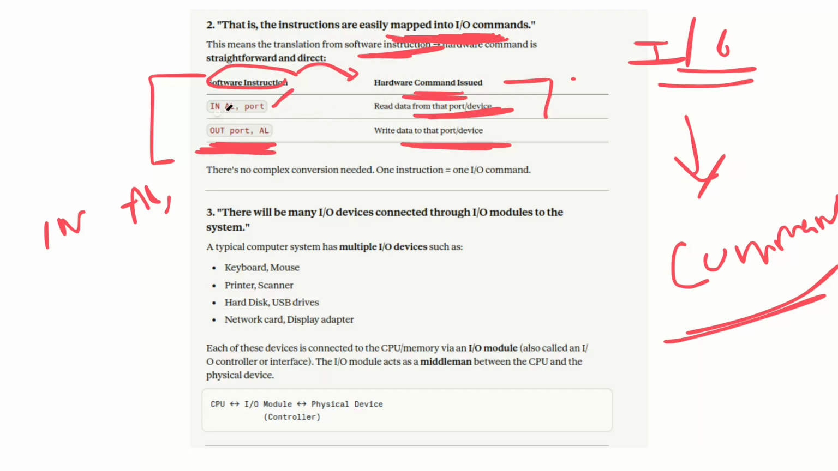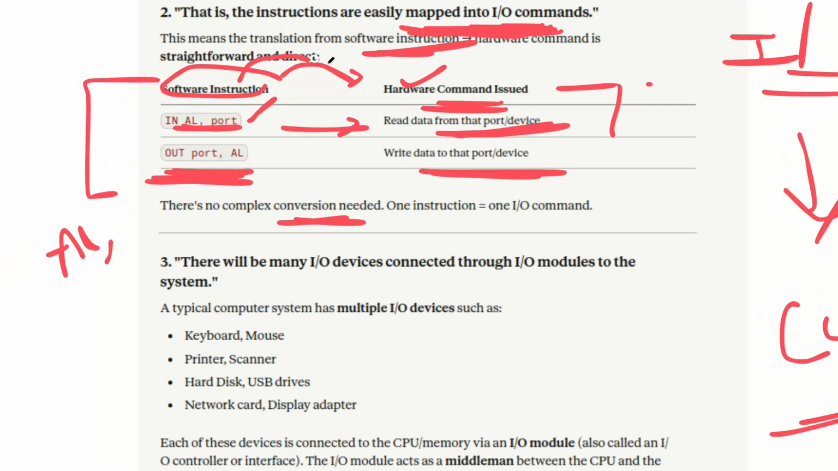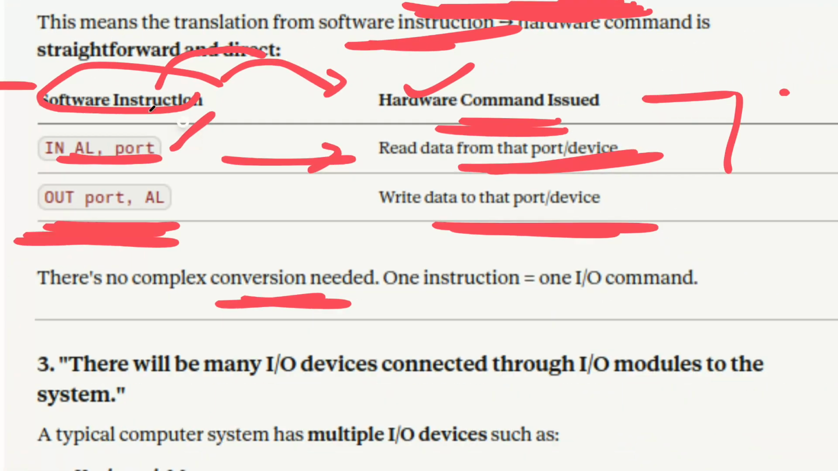As you see here, by reading this instruction we will understand that I have to read from this port, that means it's a device. So the hardware command has the same meaning as what this instruction means. There is no complex conversion happening here; we are easily converting this instruction to the hardware command without any problem, right? Are we using any complex things to convert this? No, we are easily converting this.